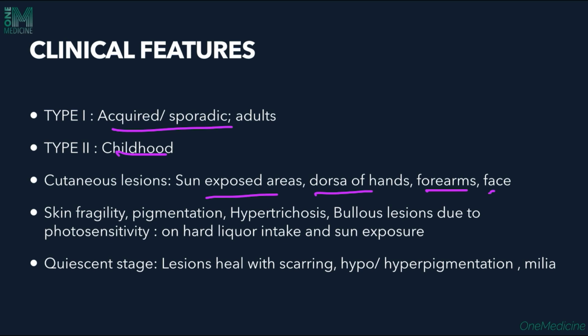There will be skin fragility, pigmentation, hypertrichosis, and bullous lesions because of photosensitivity. On intake of hard liquor or sun exposure, bullous lesions can be seen. In the quiescent stage, the lesions heal with scarring, hypopigmentation, or milia. So when all of these pigmentation, fragility and bullous lesions heal, they leave a scar, or they can be hypopigmentation, or they can be milia formation.